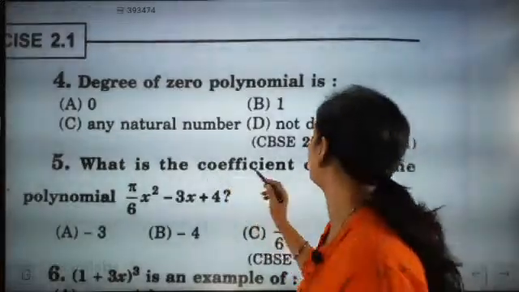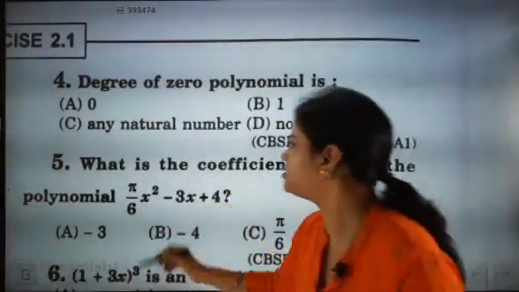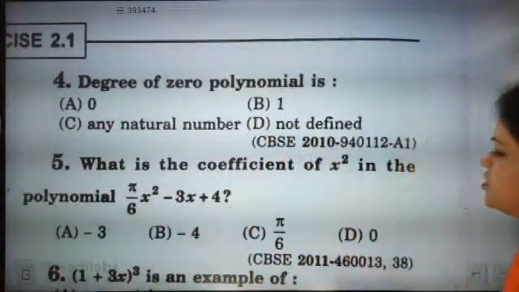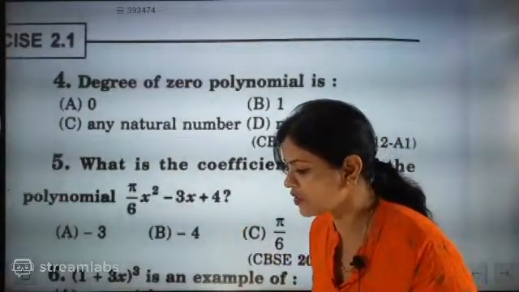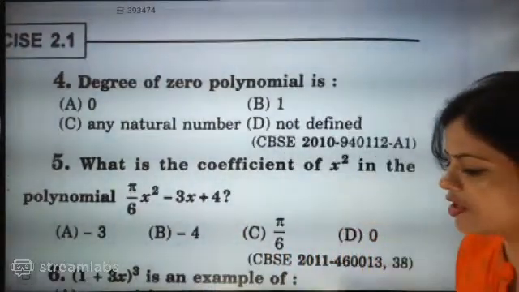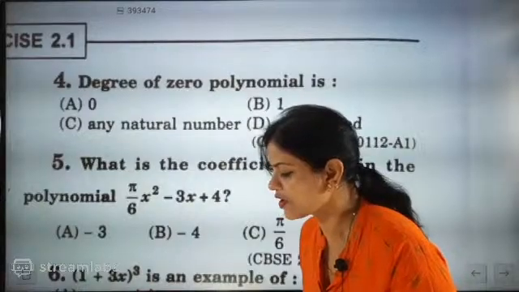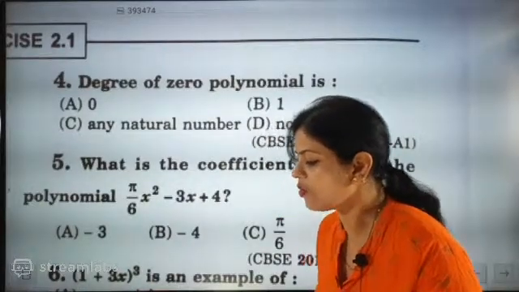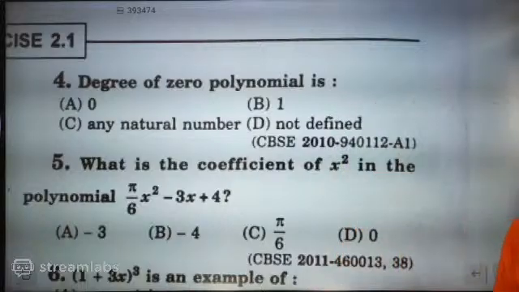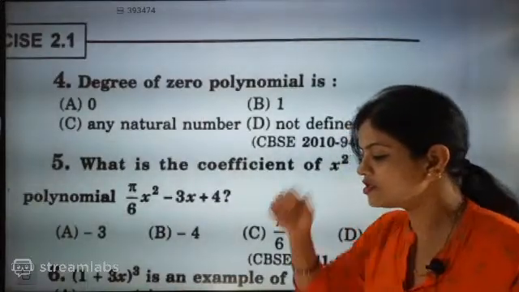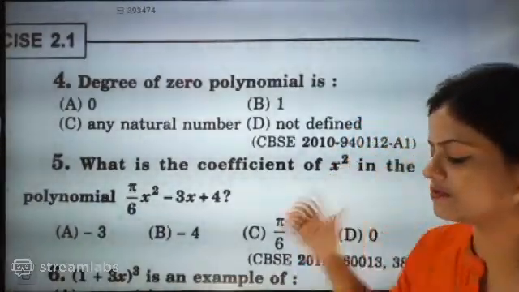Now what is the coefficient of x square in the polynomial? Identify the coefficient of x square in the polynomial. Go for it. Yes, beta, that will be degree 1. What is the coefficient of x square here? Come on.